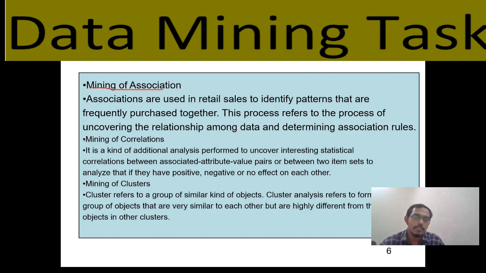So there is generally the mining of correlation. We have to find out the correlation between the two item sets, and it is also a kind of analysis performed to uncover interesting statistical correlation between the associated attribute-value pairs, or between the two item sets, as we have previously discussed. To analyze that, the result may be positive, negative, or whatever. So we just merge the two item sets and sell them as one single item.